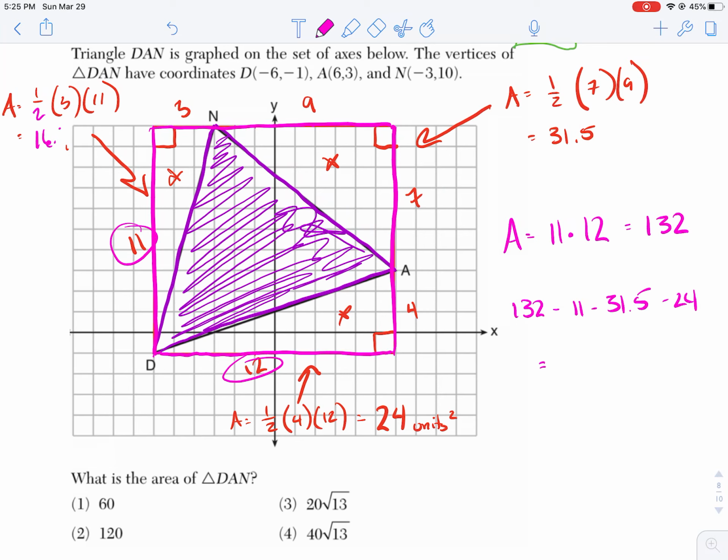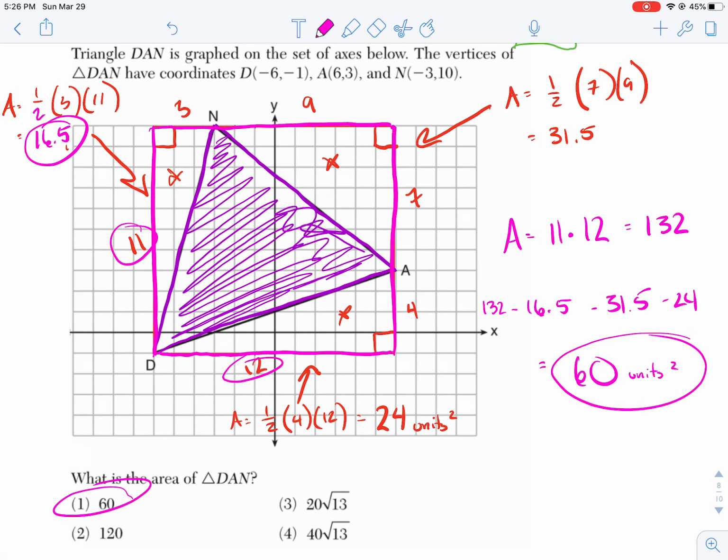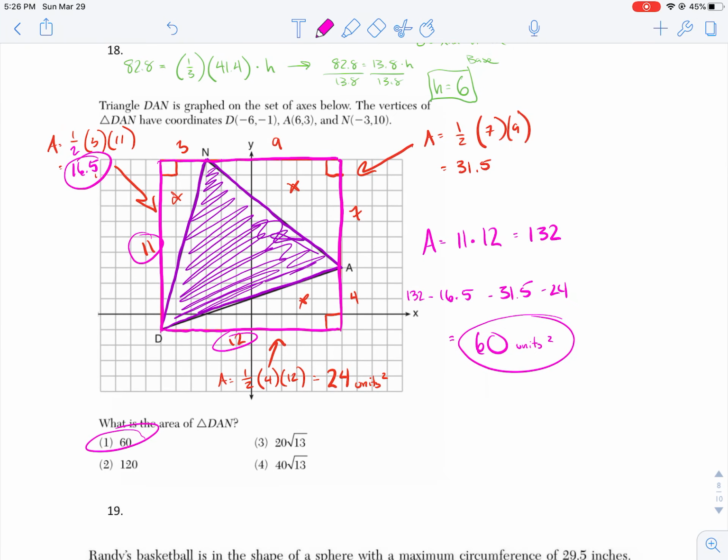All right, so here we go. So 1/2 times 3 times 11. You should get 16.5. Yes. All right. So it's not 11. I screwed up somewhere. Come on, Eric. So minus 16.5. So when you minus all that out, there it is. Minus 16.5, minus 31.5, minus 24. And you get 60 units squared, which we see right there. Should make you feel pretty good.